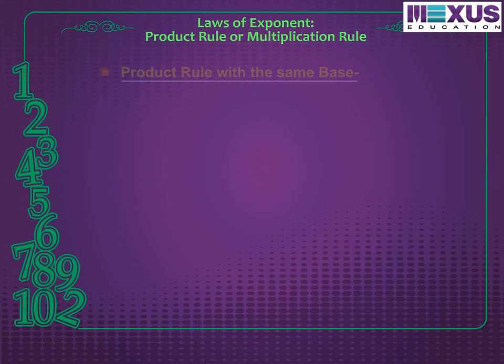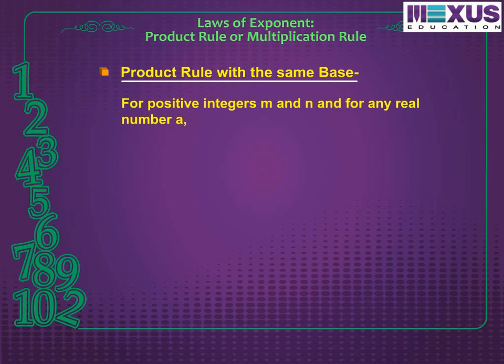Now, let's learn laws of exponent. First, product rule or multiplication rule. Product rule with same base. For any positive integers m and n, and for any real number a, a raised to power m multiplied by a raised to power n is equal to a raised to power m plus n.